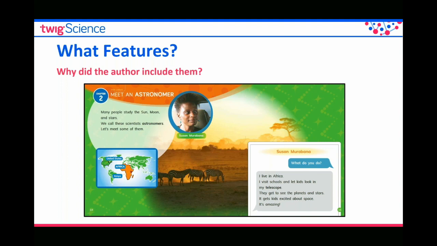Having those conversations with students. Why did the author do this? How does it add to what I know or understand? And you see that the word astronomers is boldface, another text feature. Why is this important? Because this is the job of the person we're going to read about. We're going to use that word when we talk about this particular chapter and probably use that word when we write about the chapter.